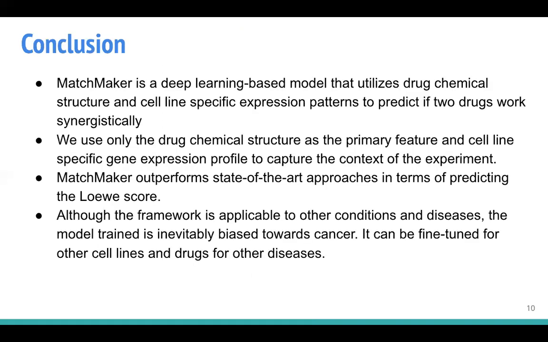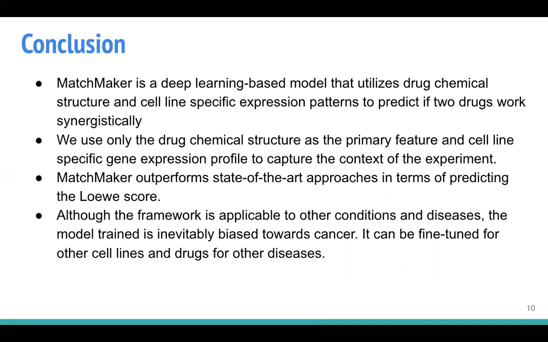As a conclusion, we proposed MatchMaker. It's a deep learning based model which utilizes the drug chemical structure and the cell line specific gene expression patterns to predict whether two drugs are synergistic or not. We only use the drug chemical structure as the primary feature, and we use the cell line specific gene expression profile to capture the context of the experiment. As you can see in our results, MatchMaker outperforms the state-of-the-art approaches in terms of predicting the Loewe score.